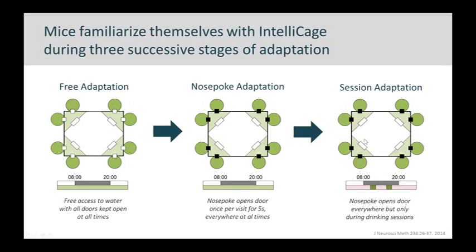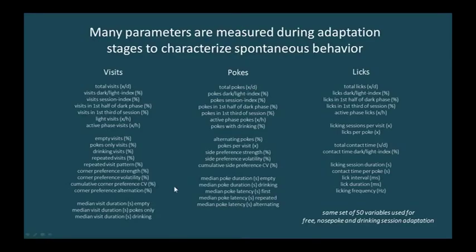Data are being recorded during all these stages, already during free adaptation. And as Holger mentioned in his introduction, there are 3 events that are recorded by the cages: visits, pokes, and licks. They can be counted. We can look at their temporal and spatial distribution. We can measure the duration. We can put them in relation to each other, and all that makes up for a total of about 50 variables that we can extract and compute to characterize the behavior of the animal during these adaptation stages.